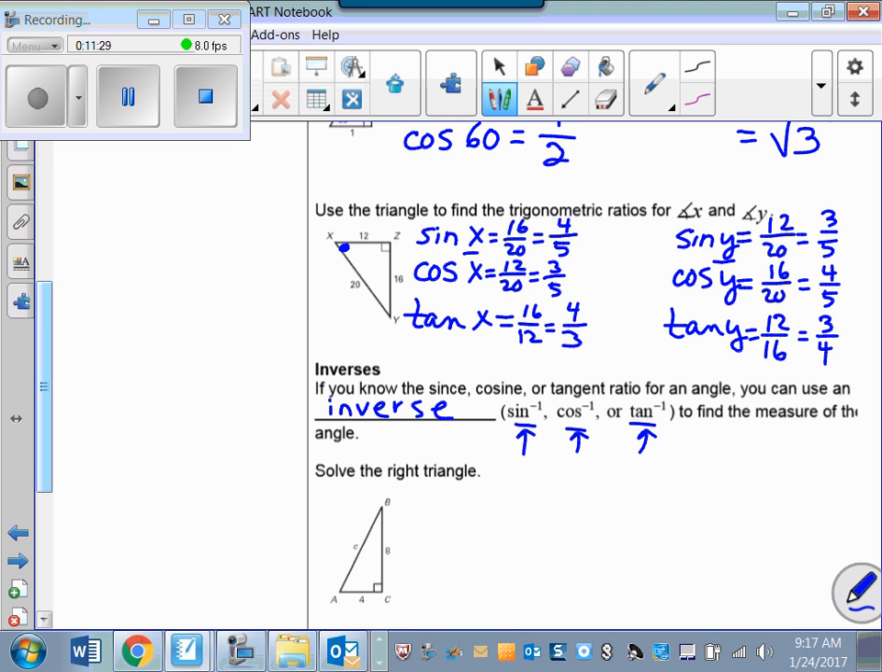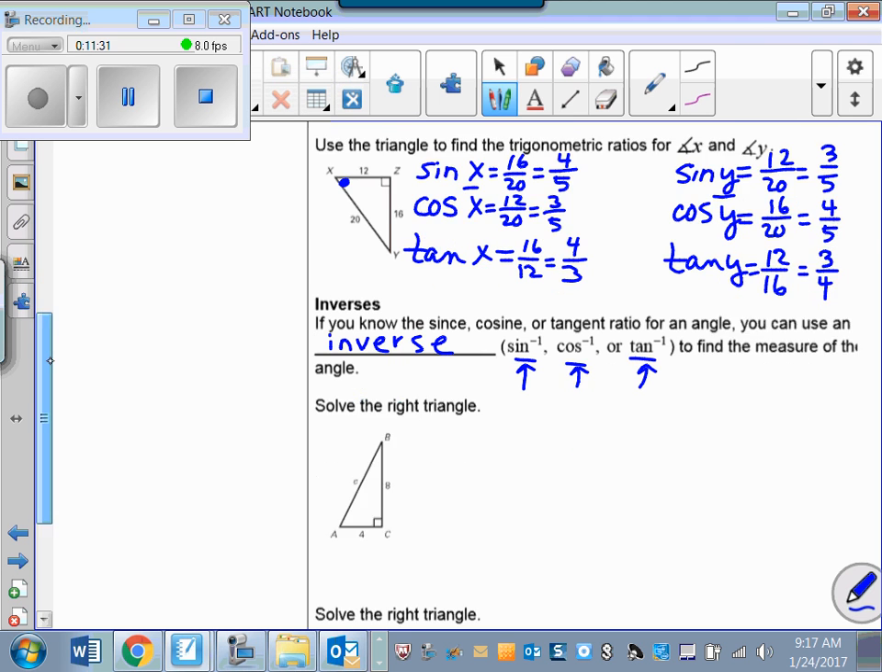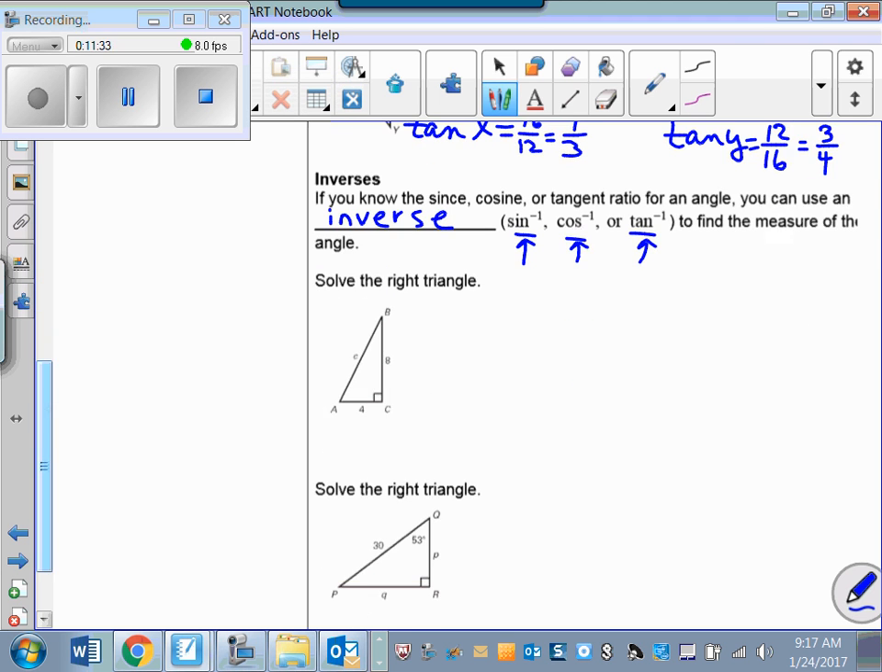All right, so let's see how that's going to play out down here. Solve the right triangle. Remember what I told you that means? Find all the leg lengths and the missing angles. All right, so here we go. Now, we could use the Pythagorean theorem to find the hypotenuse, but we're going to use trig to do that. So let's just start off with angle A, and let's see, we can do tangent.